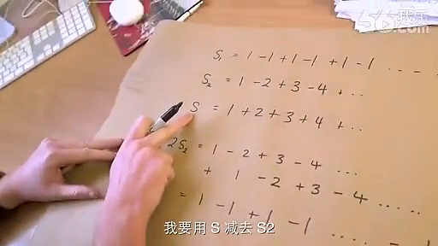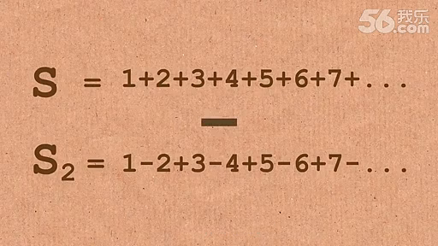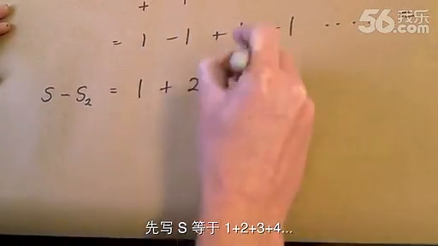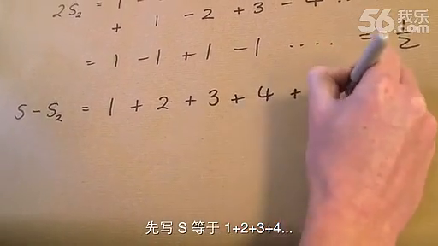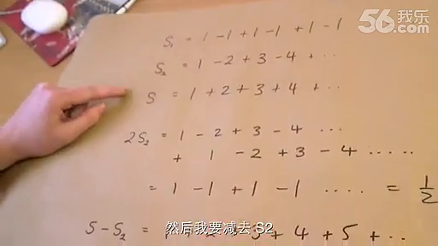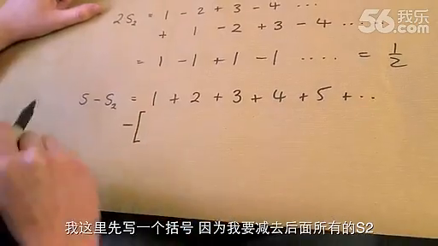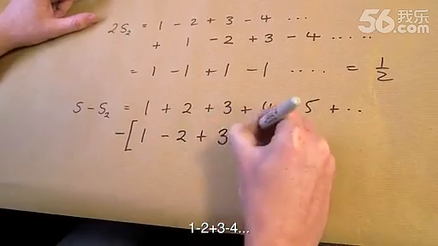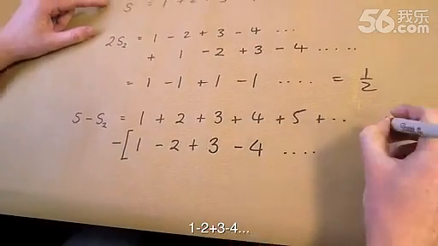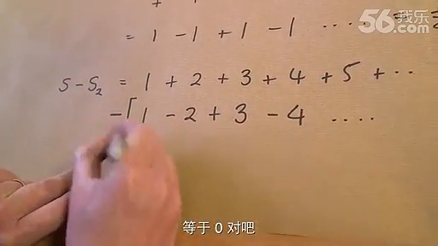I'm going to take this one and I'm going to subtract this one. Okay, so I'm going to subtract S2 from S. Well, let's write them out again. Okay, so I'm going to write out S first, which is 1 plus 2 plus 3 plus 4 plus 5, and so on. Okay, and I'm going to subtract S2. So that's minus, and let me just put a bracket in now, because I'm going to minus all of this. 1 minus 2 plus 3 minus 4, and so on. Okay, 1 minus 1, what's that? 0. 0, yeah, exactly. So I get nothing from that bit.